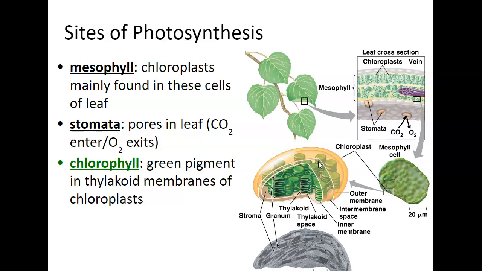Chlorophyll is the green pigment that lives in the thylakoid membranes of the chloroplast. So they are embedded in, and we will learn that pigments are the actual element that absorbs the photons of light from the sun that will fuel this photosynthesis process.